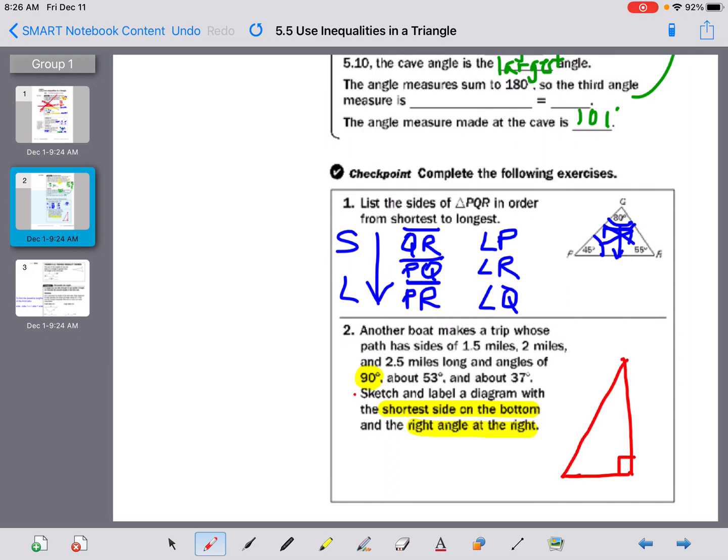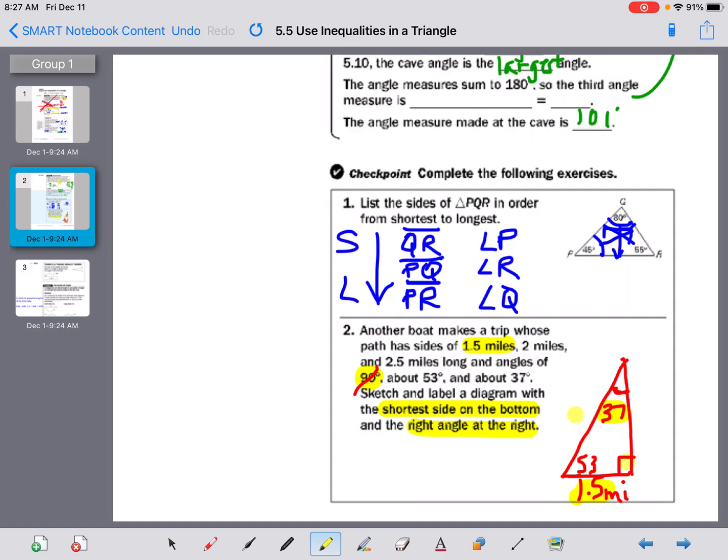Okay. I've covered the 90-degree angle. Across from the shortest side has to be the smallest angle. So it looks like I need to put my smallest angle up here, which leaves 53 for this last one. Okay. Now we just have to make sure the right measure goes on the right side. Across from my smallest angle needs to be my smallest side. Okay. My smallest side was 1.5 miles. So I'm going to put 1.5 miles down here. All right, across from my largest angle, which happens to be my 90, needs to be my largest side.